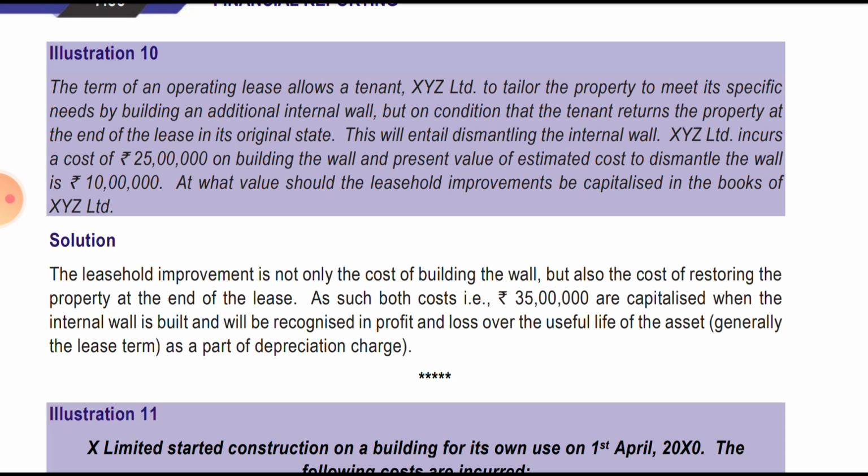It will be recognized in the profit and loss account over the useful life of the asset, generally the lease term. So this cost of 35 lakh rupees will be depreciated on the basis of the useful life, on an SLM basis, and that is generally the lease term. For instance, if the lease term is 5 years and 35 lakh is the cost, simply divide 35 lakh by 5, and that cost will be charged to the profit and loss account every year as a part of the depreciation charge.